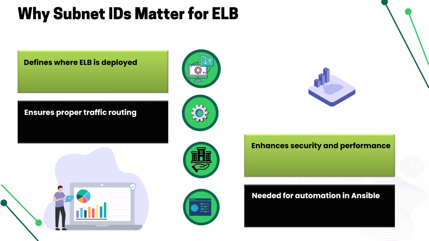Subnet IDs are the GPS coordinates of ELB. Without them, your load balancer won't know where to park. Routing, security, and efficiency all depend on them. And if you're using Ansible, these IDs make automation seamless. Let's make sure your ELB lands exactly where it should.